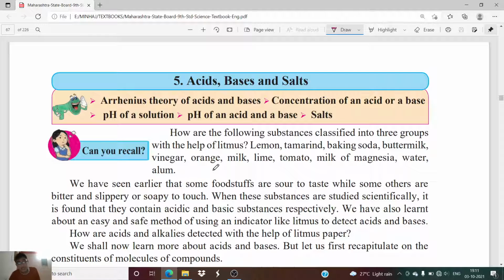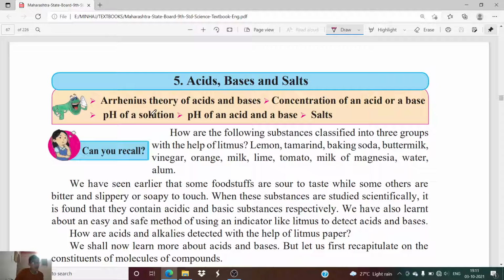Now, from this lecture, we are going to start our chapter number 5, and that is acids, bases, and salts. So definitely, we are going to see what is acid, what is base, and what are the salts. In this chapter, we are going to discuss Arrhenius theory of acids and bases. We are going to see the concentration of an acid or a base.